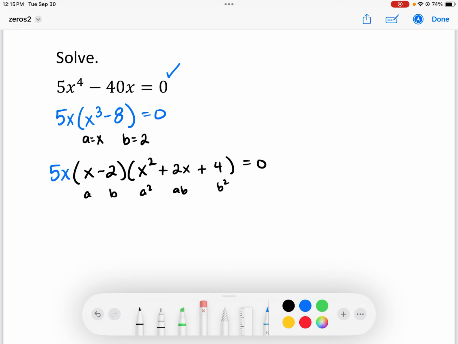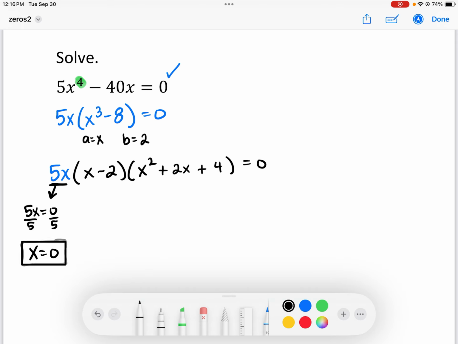At this point, we have factored as far as we can, so we just need to find every 0 for this problem. Because it's to the 4th power, I need to have 4 zeros total. So I'm going to go everywhere where I see an x. So for the 5x, if I set that equal to 0 and divide both sides by 5, you get x is equal to 0. So that's one of our 4 solutions.